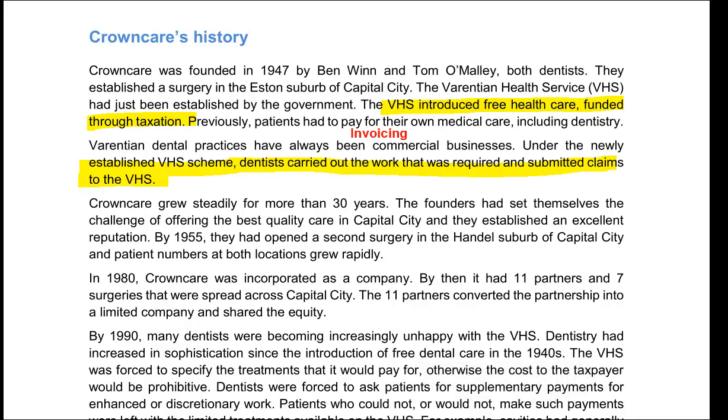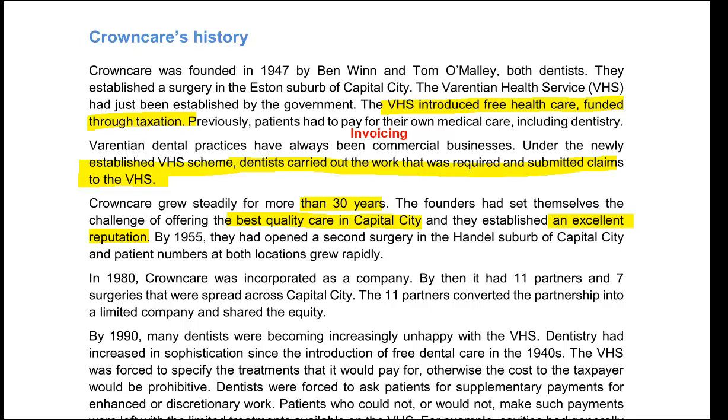Now, after growing steadily for more than 30 years, they found themselves the challenge of offering the best quality care in Capital City, and they established an excellent reputation. So, this links back once again to Campbell's mission statement aspects. Why do we exist? What's our purpose? What do we want to achieve? And typically it looks like, or at least apparently it looks like, we're interested in the best quality care. We want to give the best quality care and use that for an excellent reputation as a dentist.